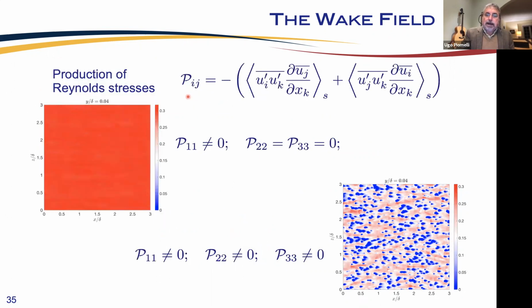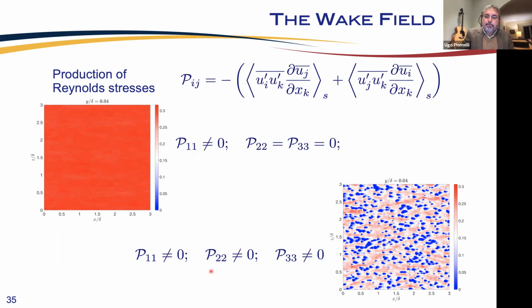So if we look at the production term in the Reynolds stress equations, and in particular at the normal stresses, for a smooth case, the production of the U squared stress is not zero, but 2,2 and 3,3, wall normal and spanwise, are zero. So the energy goes from the mean flow into U squared, and then it's redistributed to V squared and W squared through the pressure term. In a rough wall boundary layer, on the other hand, none of those three production terms is zero.